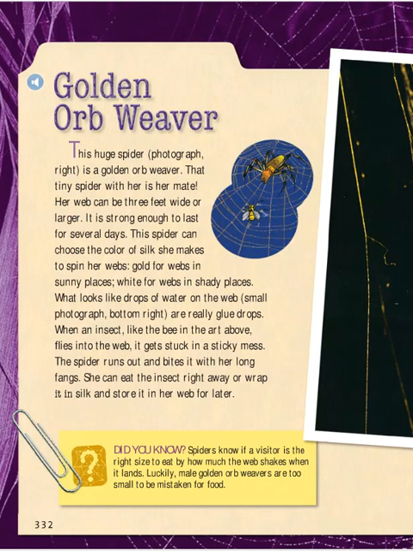Did you know? Spiders know if a visitor is the right size to eat by how much the web shakes when it lands. Luckily, male golden orb weavers are too small to be mistaken for food.